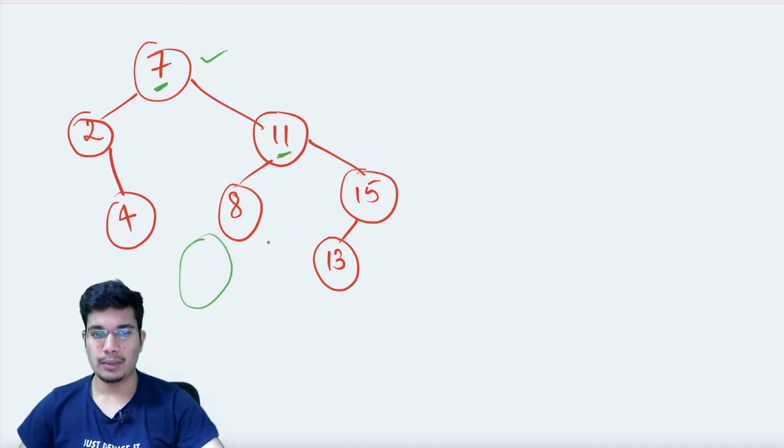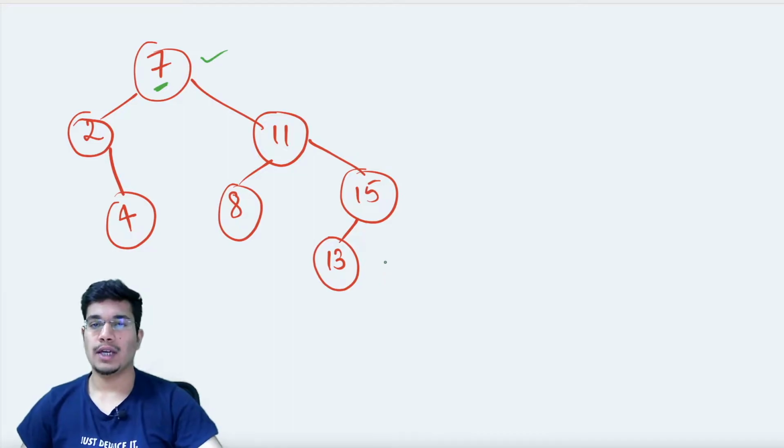Similarly for 8, we'll make calls over these two subtrees. Those are both empty. Then for 15, this value should be smaller than 15. So it's true. And here there's nothing. So it will return. Then for 13 also, both of these subtrees are null. So all the values are valid in this case. And that is why this is a valid BST.